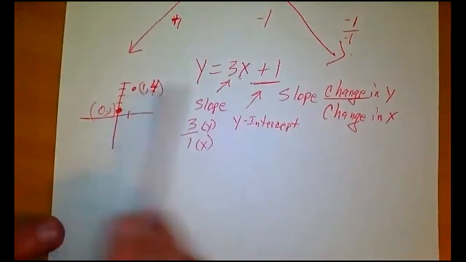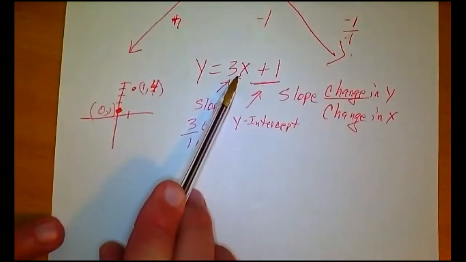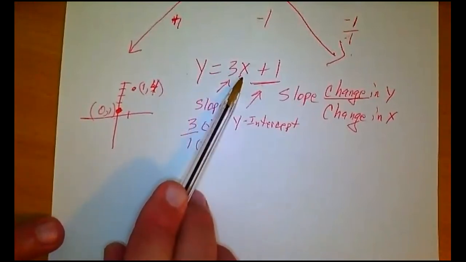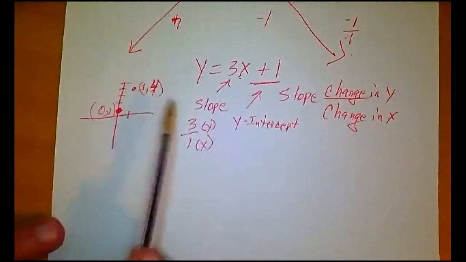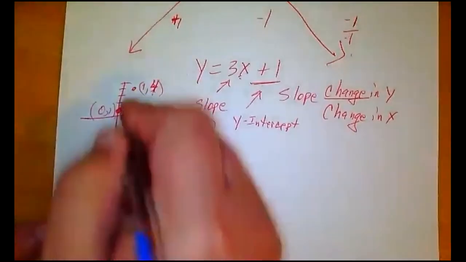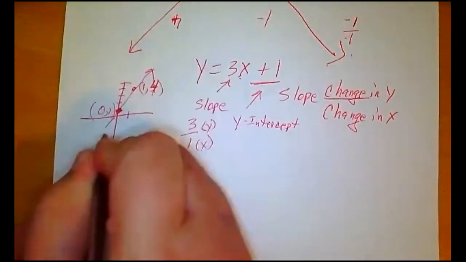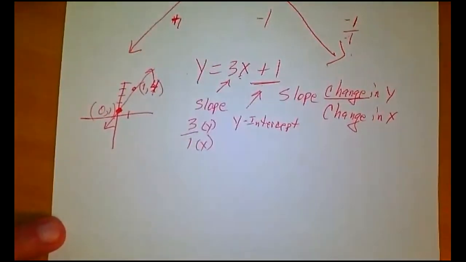So if we plug this back in, if we plug x equals 1 here, I get 3 times 1, which is 3, plus 1, which would give us that 4. So we know that that point also is on that line, and we're going to be able to draw a line like that.